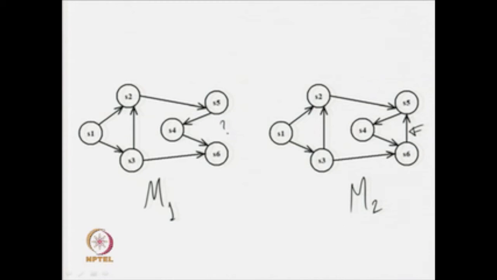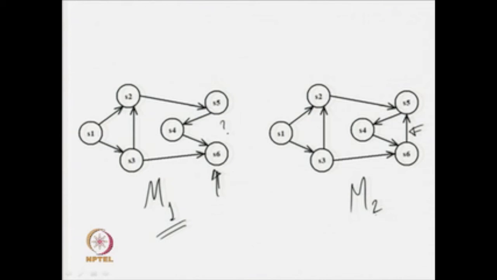If you observe M1, you will find that this state X6 does not have any successor state. You just see that there is no outgoing edge from this particular state X6. Since it does not have any successor, this transition relation is not complete. So, we are not going to treat this M as a Kripke structure. So, M1 is not a Kripke structure.